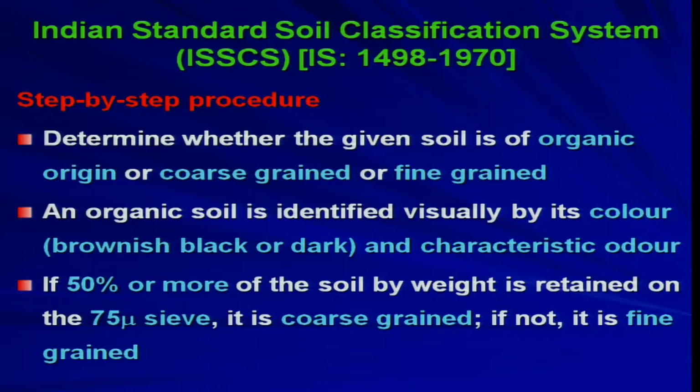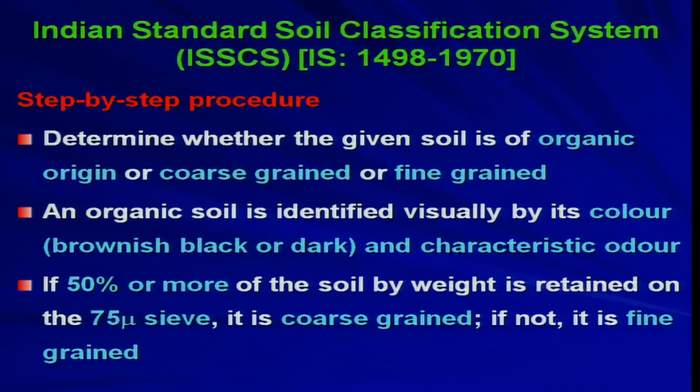If 50% or more of the soil by weight is retained on the 75 micron sieve, it is coarse grained soil. If not, it is fine grained soil. So, first you classify the organic soil by seeing the color as well as by feeling the characteristic odor. If it is not organic soil, then you go for the sieve analysis.